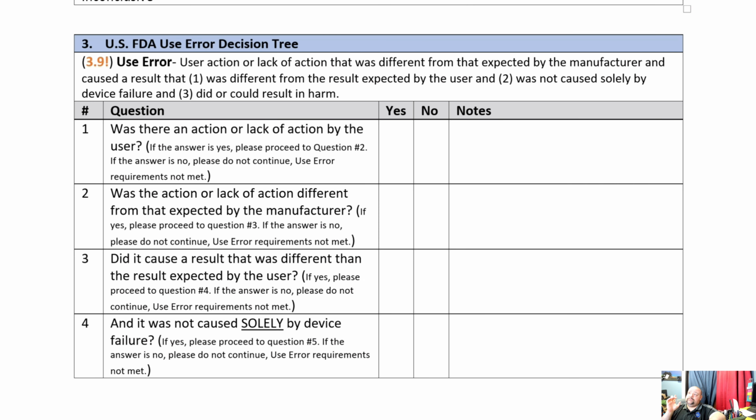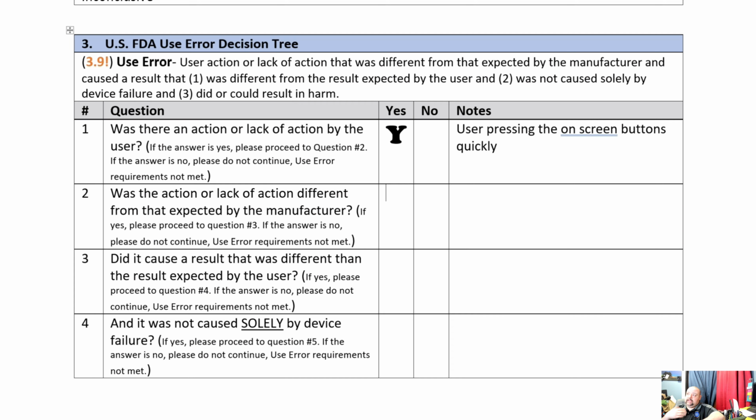So, in order to work through the elements of this offense, in case anybody's been having to take their criminal law classes lately, we need to know if there was an action or a lack of action made by the user. Yes, there was an action. User pressing the on-screen buttons quickly. Okay, so yes. Because the answer was yes, we are going to move on to the next question.